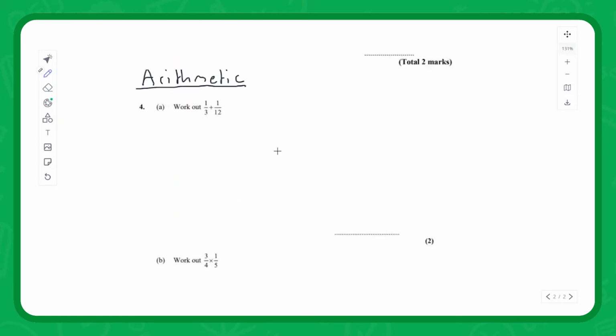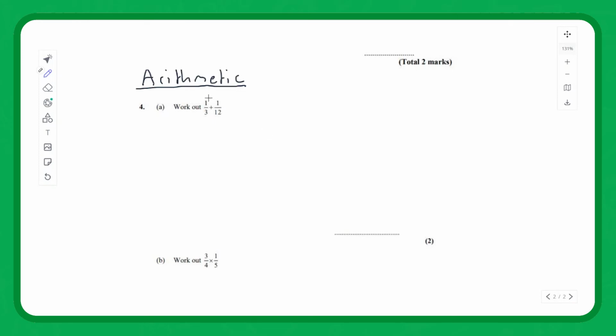Moving on to the final topic, arithmetic. We'll do an adding one first. So 1/3 plus 1/12. Well, as we've seen before, right, we need to make sure that these two numbers, our two denominators, are the same number. We can't just add thirds and twelfths together because they're different things.